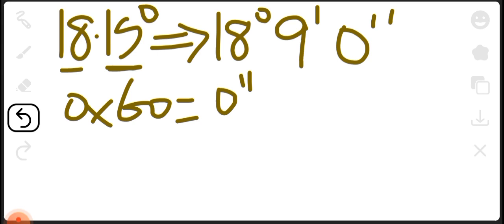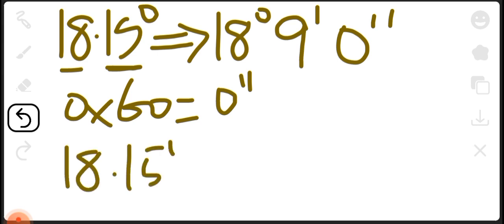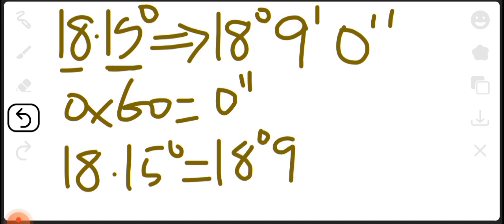So look how you do it. You just share it. I will do another example now so that you get it. So this 18.15 degrees will be equal to 18 degrees, 9 minutes, 0 seconds. So this is how it's going to be.